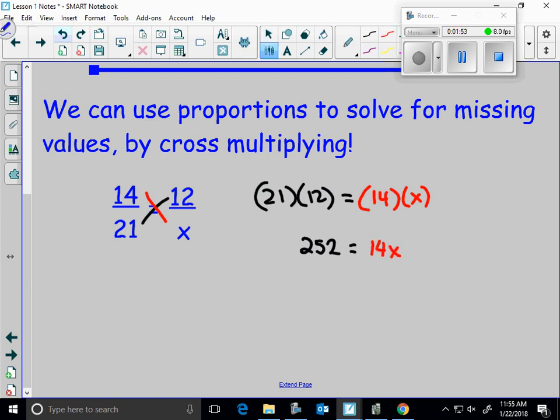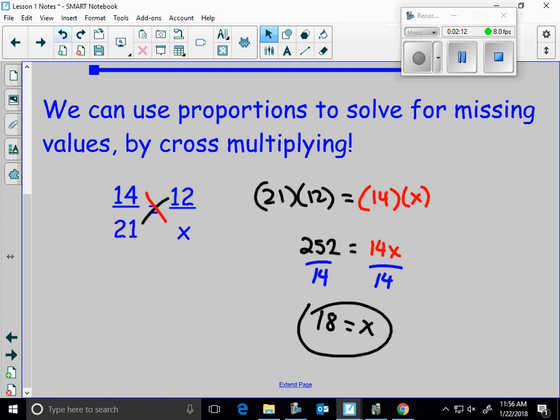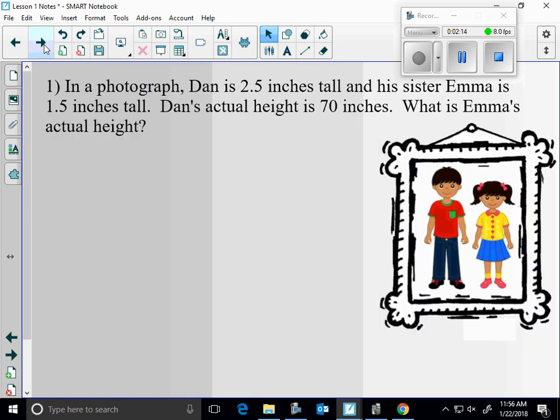Now we would divide both sides by 14, and we would get that x equals hopefully a whole number. I think we will. Let's divide. Yep, looks like I get an 18. Cool. There are many different ways you can go about solving those, but that's just one of them. All right, let's move on to a couple examples.